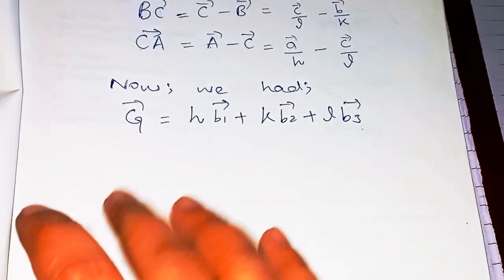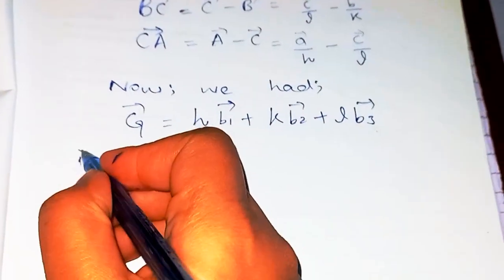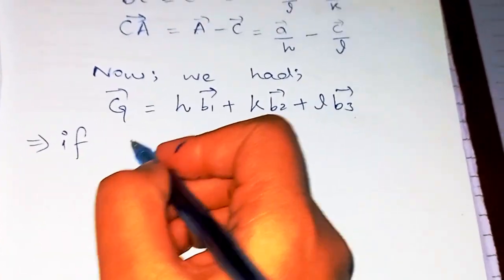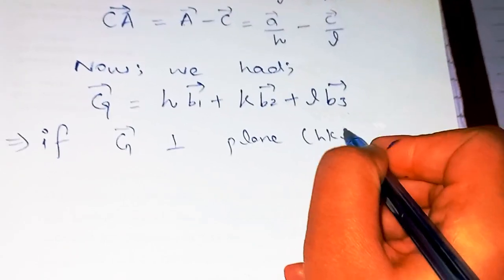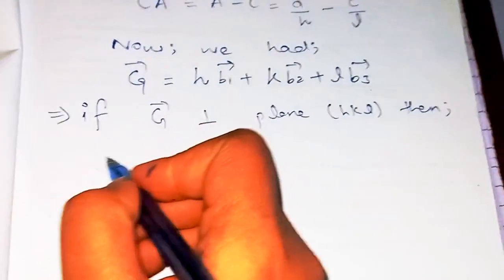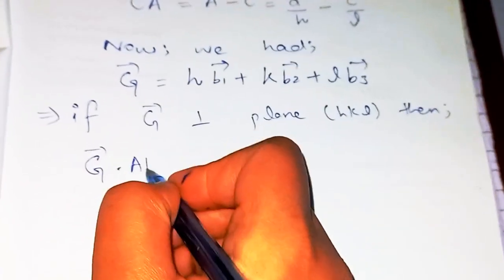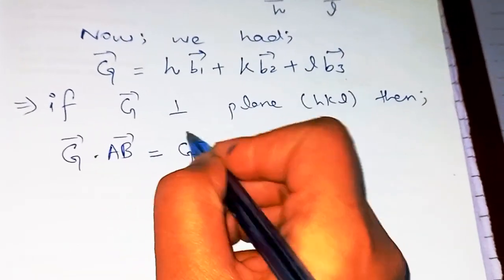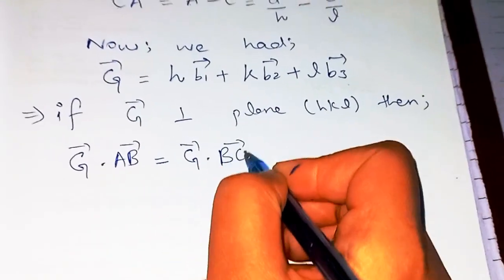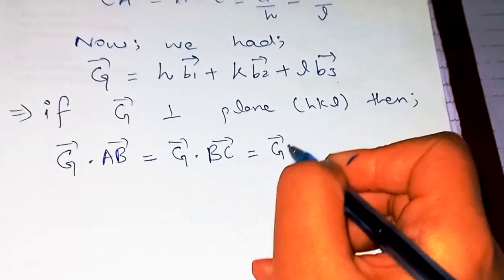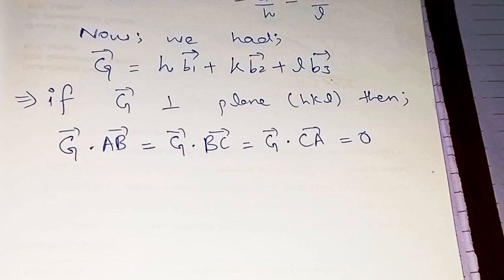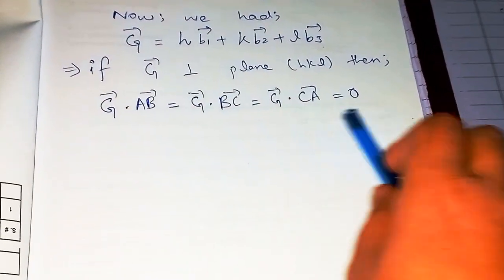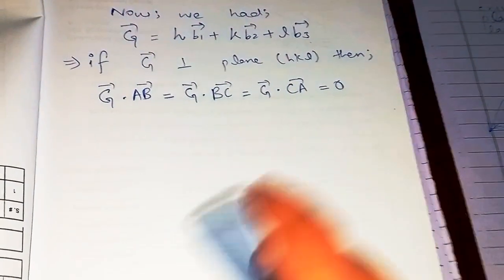Now it's time to find out the dot products, and let's write it down here that if G is perpendicular to plane HKL, then the dot product of G with AB vector should be equal to the dot product of G vector with BC, should be equal to the dot product of G vector with CA, and they all should be equal to 0. That is the condition. That is something that we are going to do, and it will complete the proof at the end. So let's calculate G dot AB first.